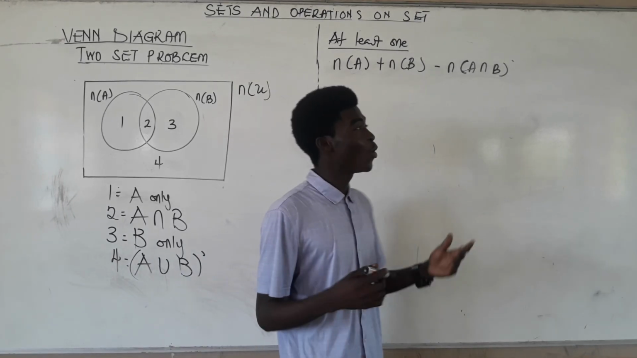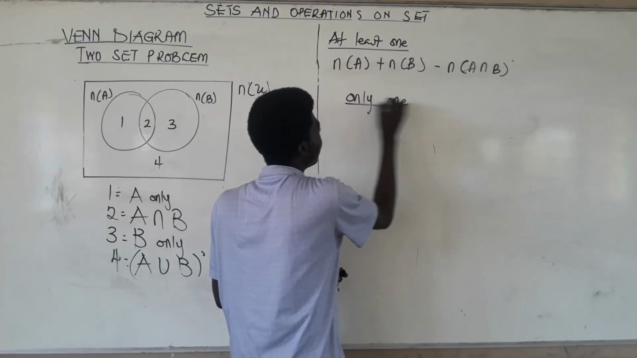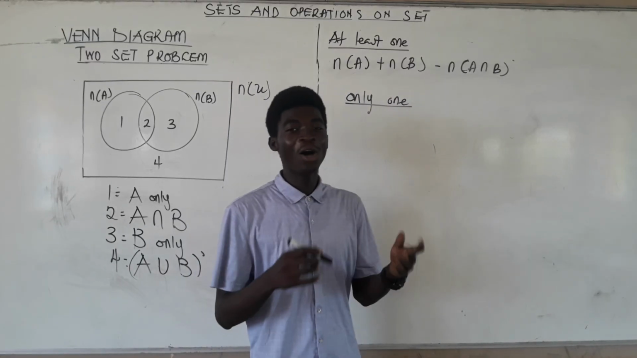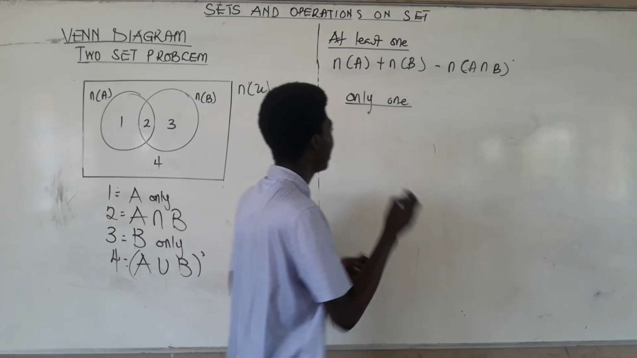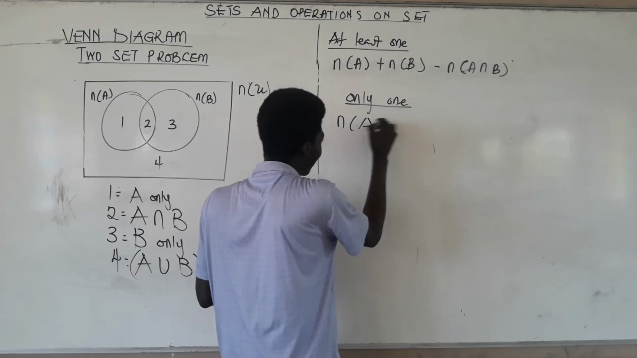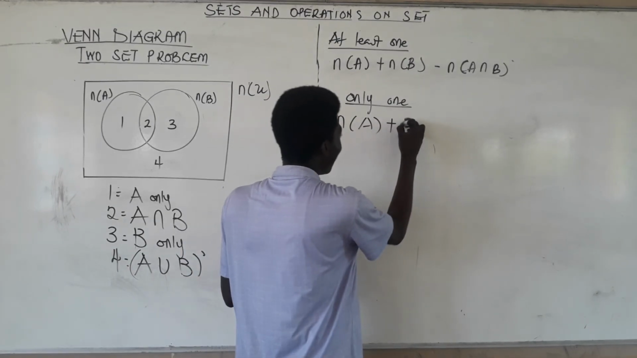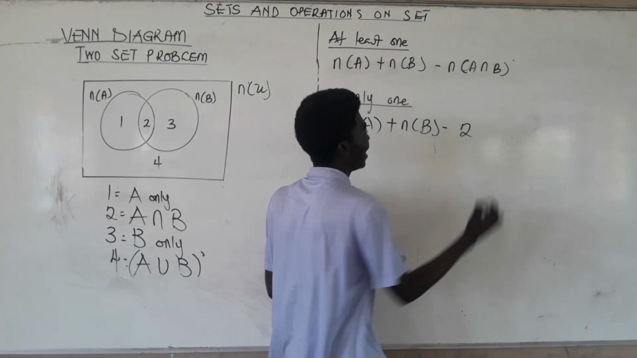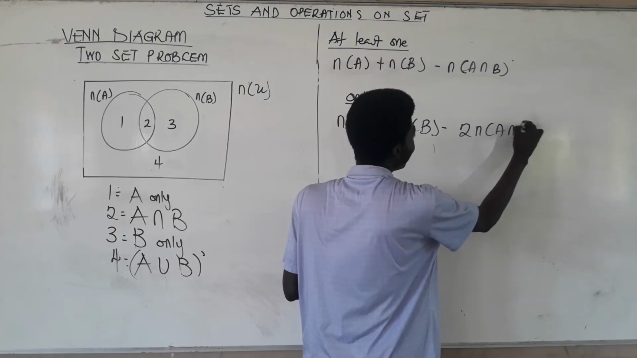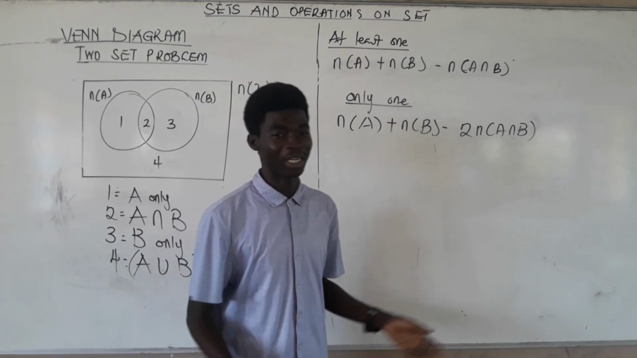So let's look at only one. When you are told to solve for only one, how do you solve this one? With this one, it is going to be the number of A. Please take note of these formulas here. Number of A plus number of B minus 2 multiplied by the number of A intersection B. So that is the formula to solve for only one.